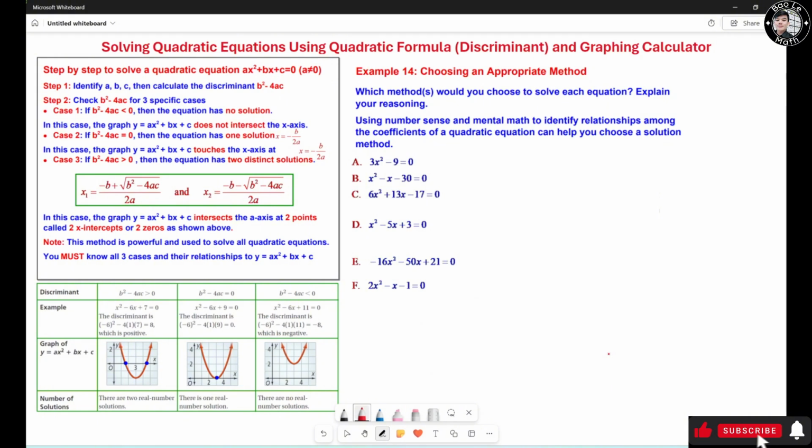We need to choose an appropriate method to solve the following quadratic equations, right? So question A right here, 3x squared minus 9. You only have two terms and you don't have x terms, right? So the easy way for you to solve this one is to take square root, right? So this one can be solved by taking square root, because there is no x term.